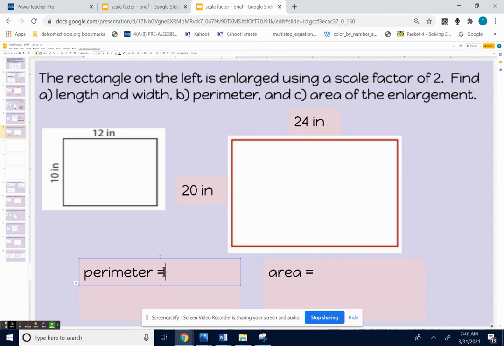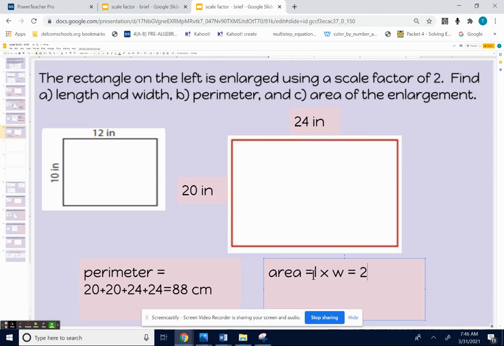I need to be able to find the perimeter, which is adding all the sides up together. So 20 plus 20 plus 24 plus 24 is 88 centimeters. The area of a rectangle is length times width. So I need to take 24 times 20, which would be 480 centimeters squared.